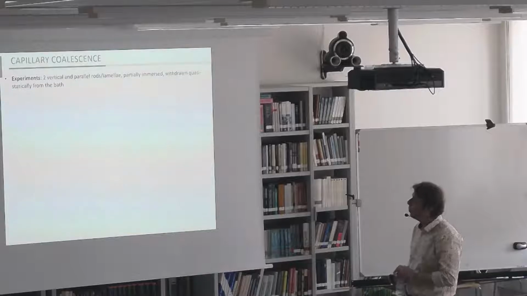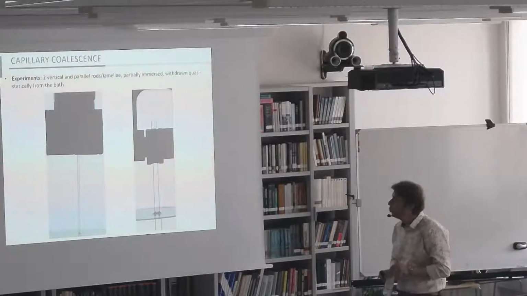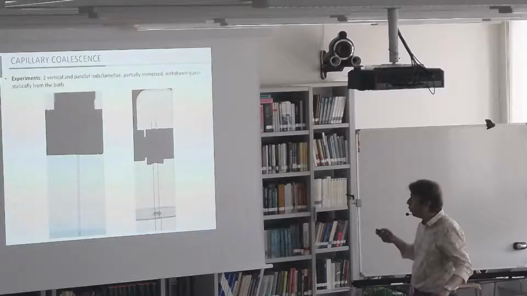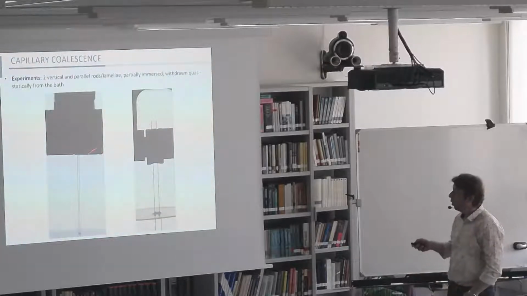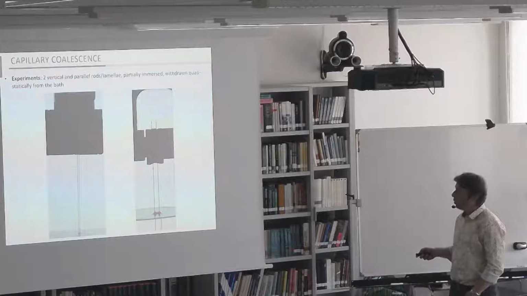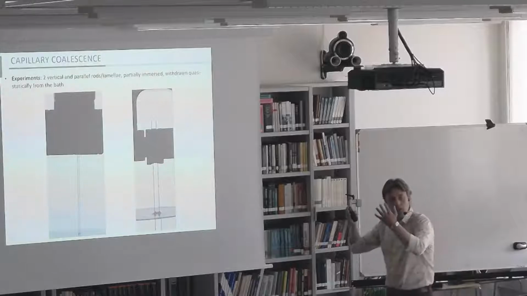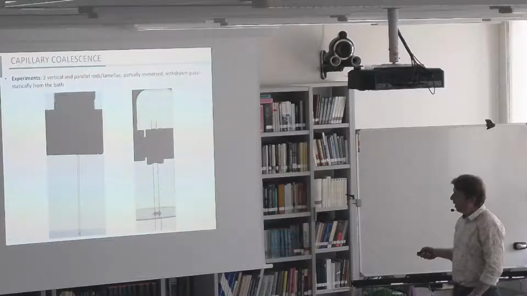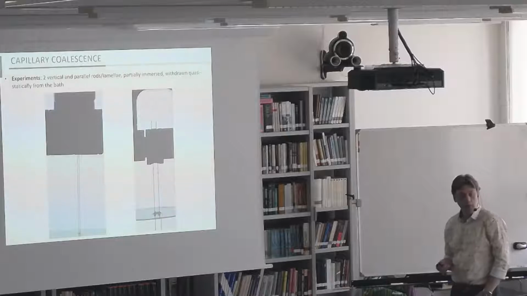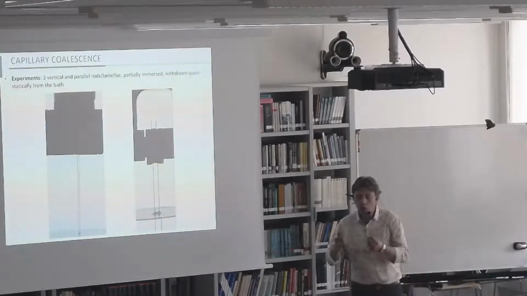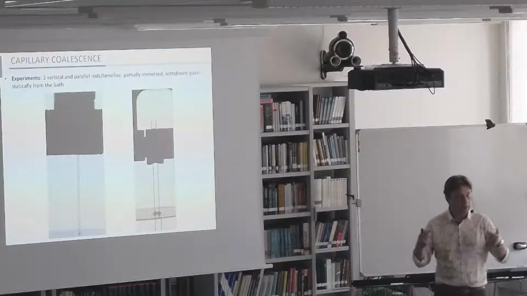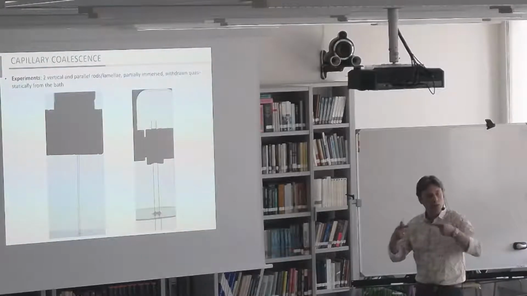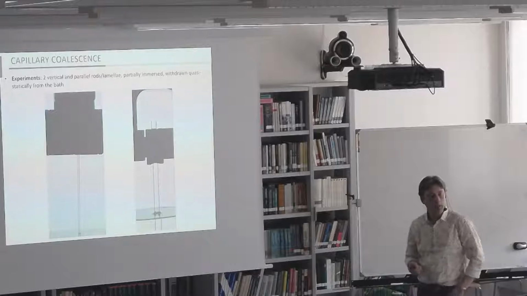So the experiments are very simple. We have two vertical and parallel rod or lamella. As you can see here, it's rod, here it's lamella. Partially immersed in the liquid bath. And they will be quasi-statically withdrawn from the liquid bath. You see that when the structures are immersed in the bath, you have two menisci. Because the structures are identical, the menisci are the same, and in that case, it leads to an attractive force at the air-liquid interface.